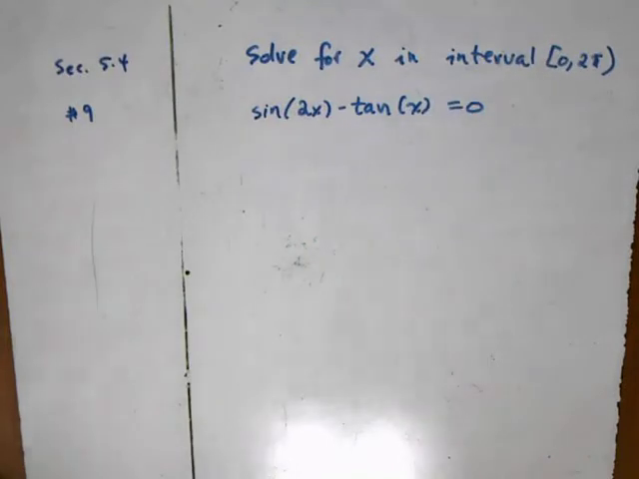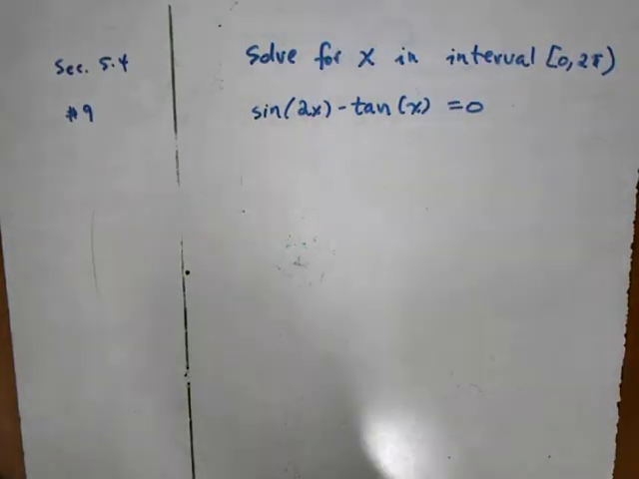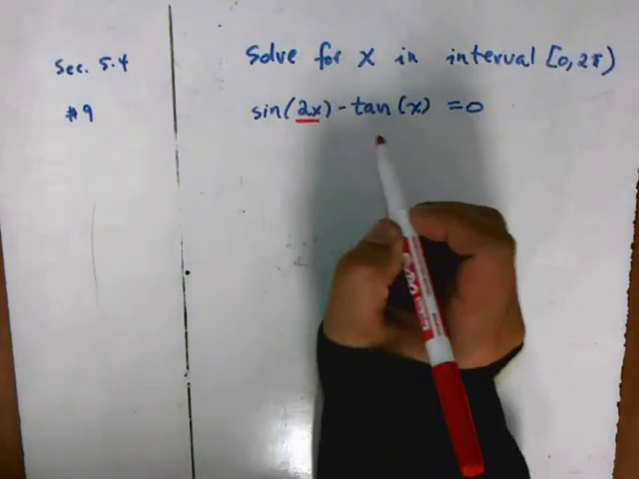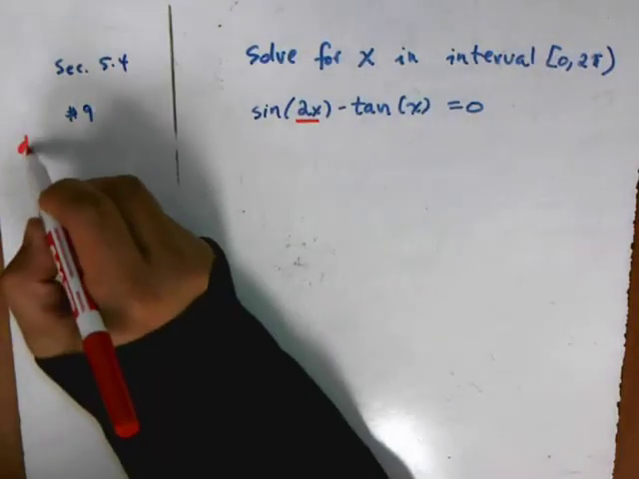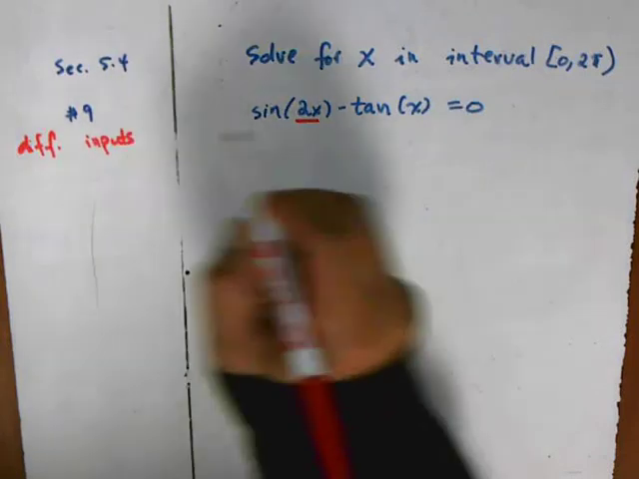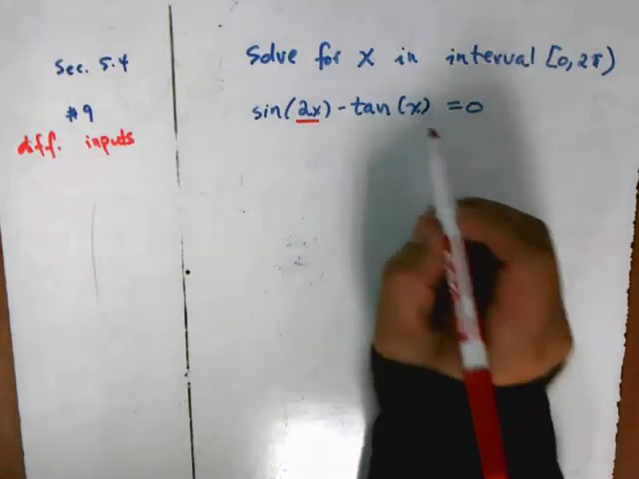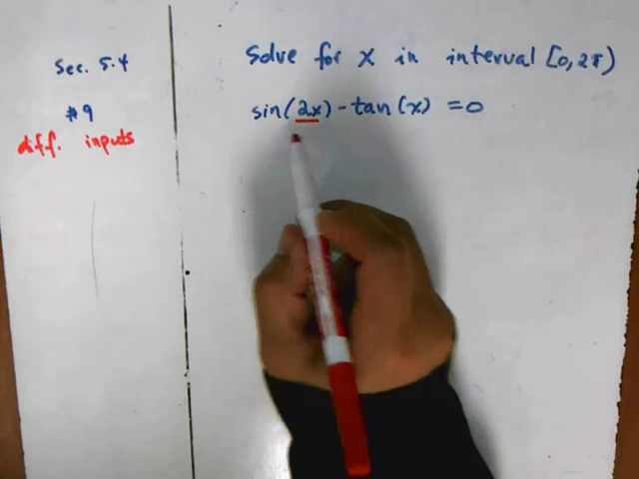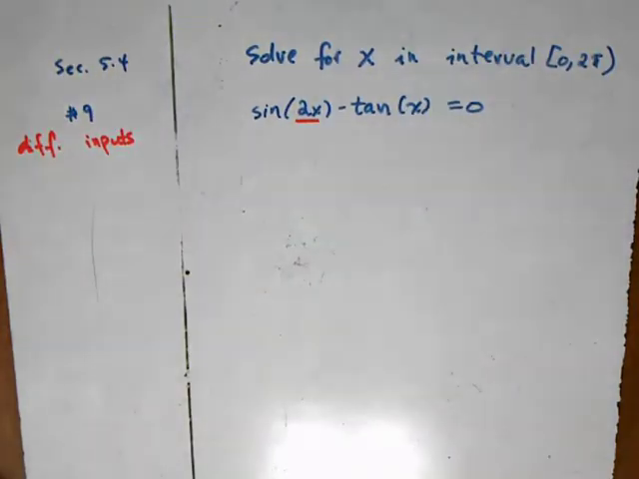As always, when you're solving these problems, you should think about what makes these problems difficult so that you can decipher how to break it down. One of the issues here is that the inputs are different and the functions are different. One of them has 2x, the other one only has x. And I have sine and I have tangent. So this is going to cause me a little bit of a problem, but it won't be too difficult.